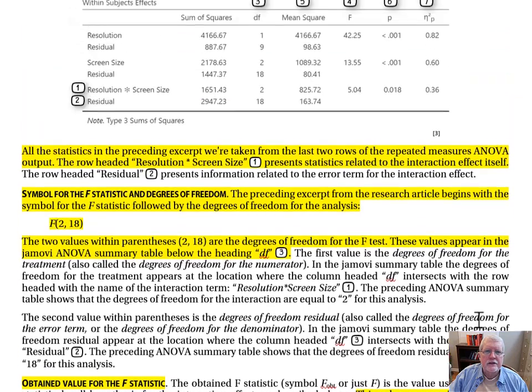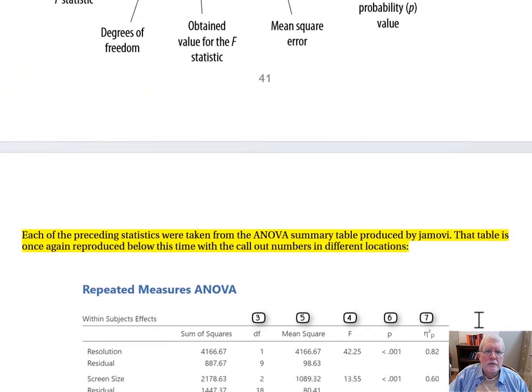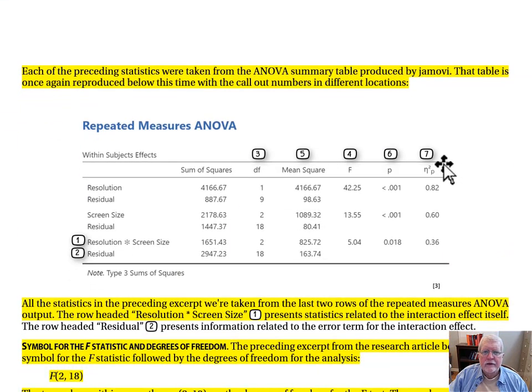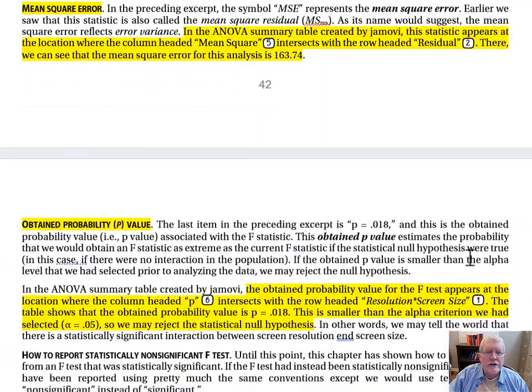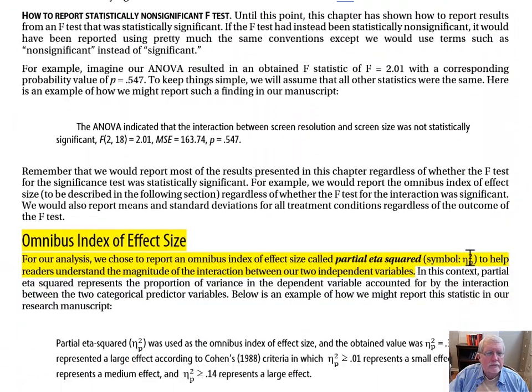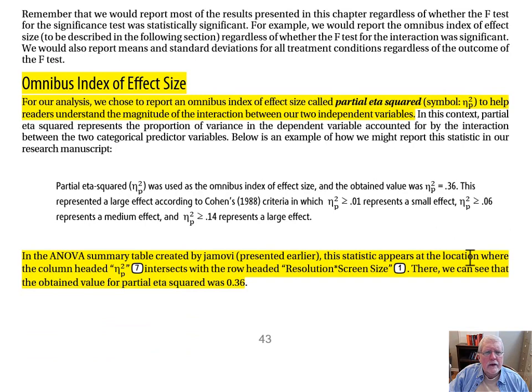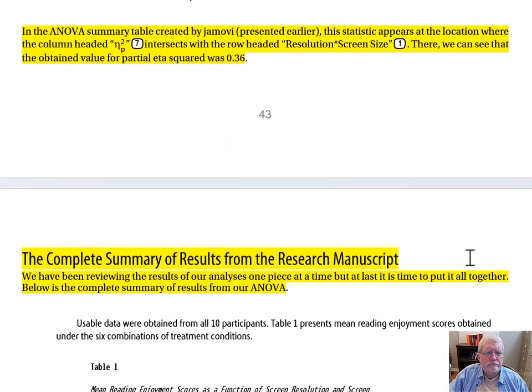Yes, we looked at that just a moment ago on page 42. Here's our symbol, partial eta squared. Partial eta squared for the resolution by screen size interaction is 0.36. That is a large effect, according to Jacob Cohen. We continue to page 44.